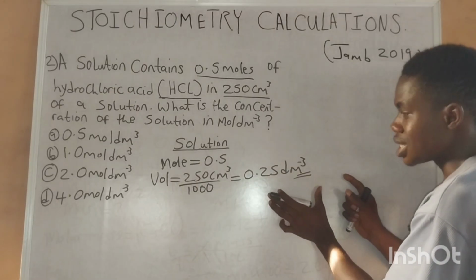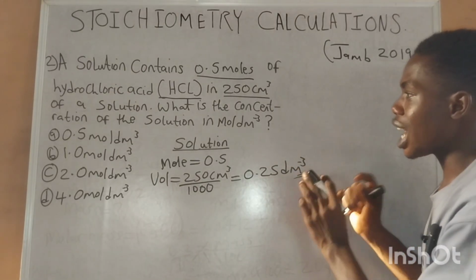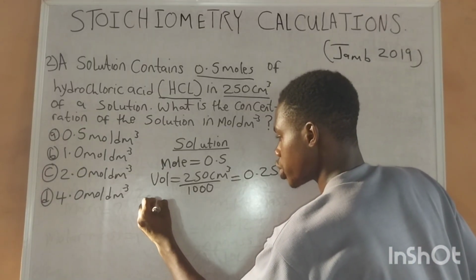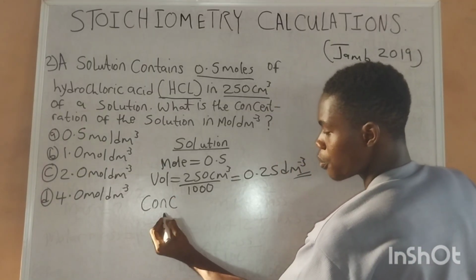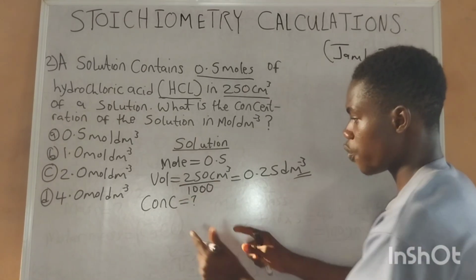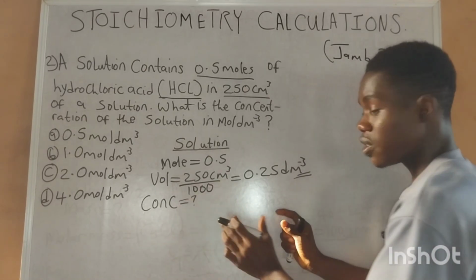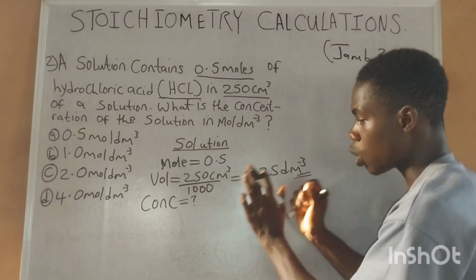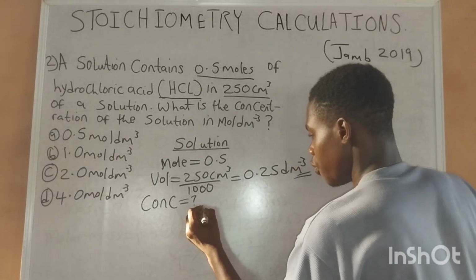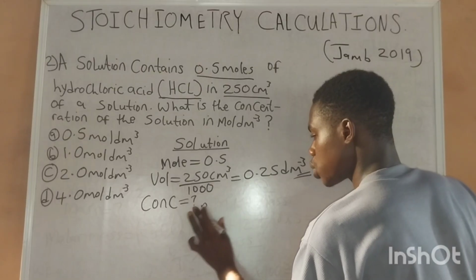So this is our volume in dm cube. Now having gotten this, let's calculate our concentration, because concentration is not given in the question. So we're looking for concentration. Now, the formula we're going to use for this particular question is, please take note of this formula. The formula is what?